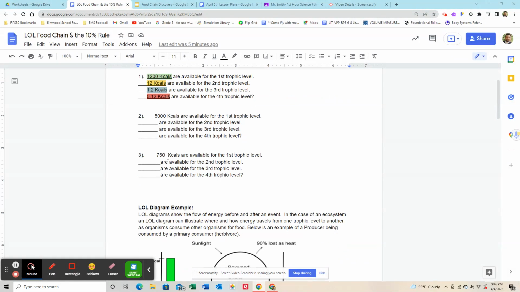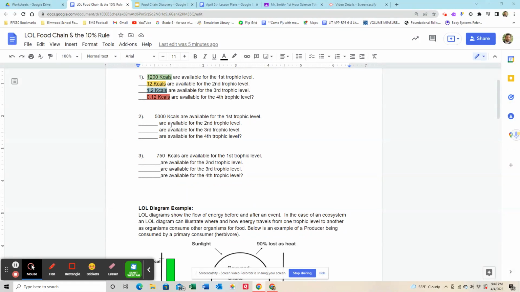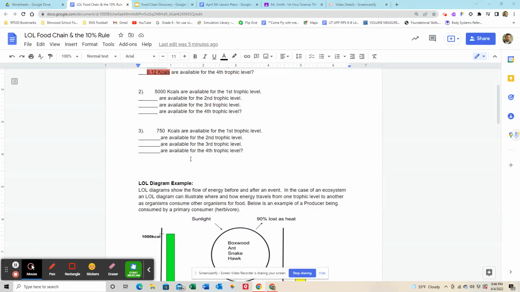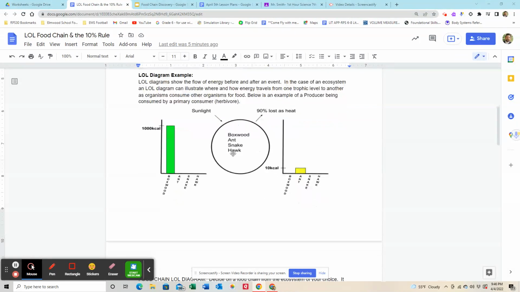So you're going to fill in number two and number three based on number one. Just practice that, so you can practice seeing how those numbers work out. And then you are going to learn about LOL diagrams. So an LOL diagram is really a bar graph. And this picture here is showing us an LOL diagram for the first step in a food chain, actually.